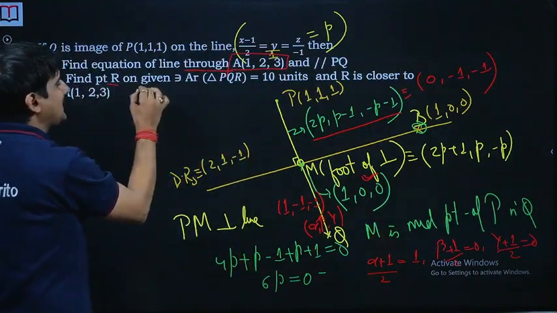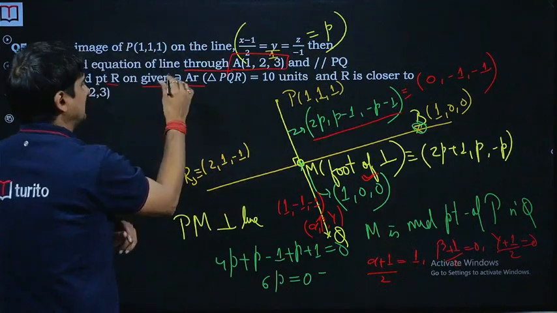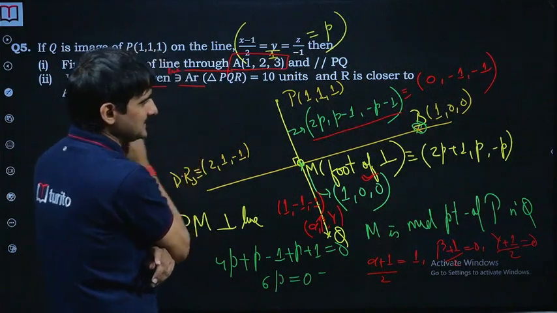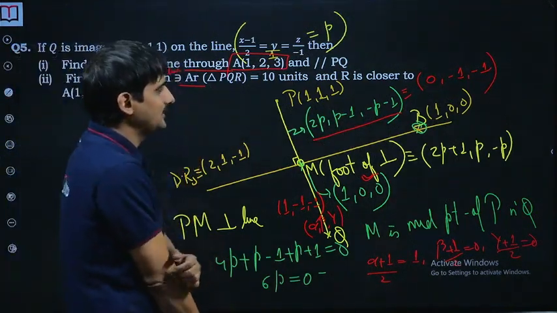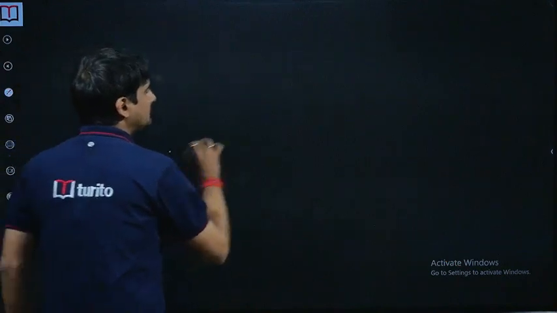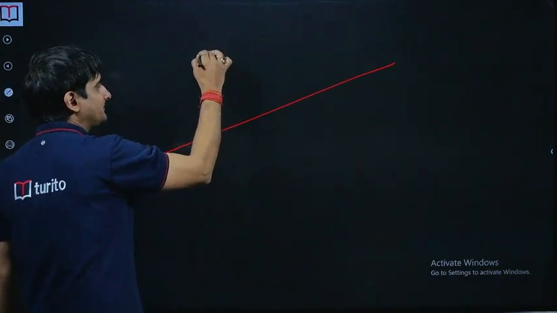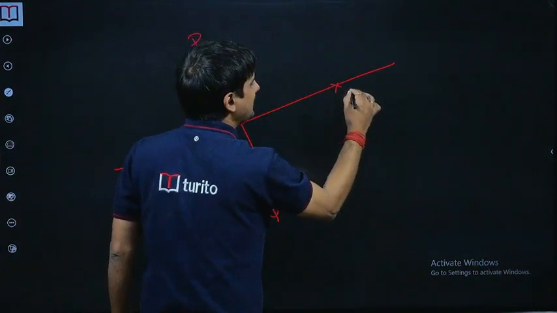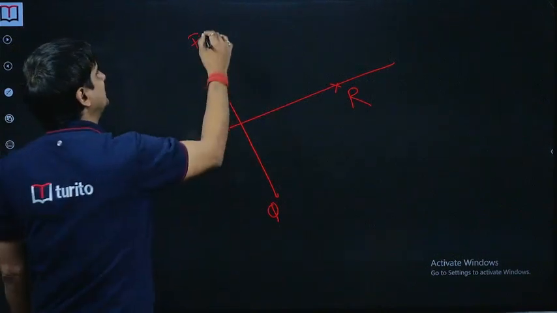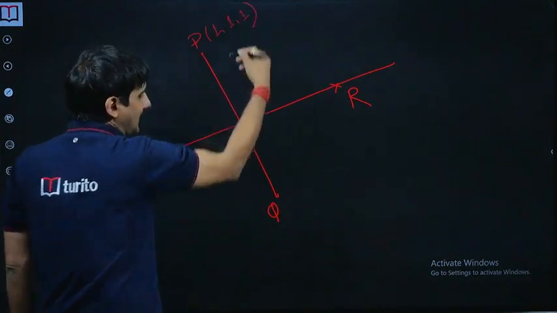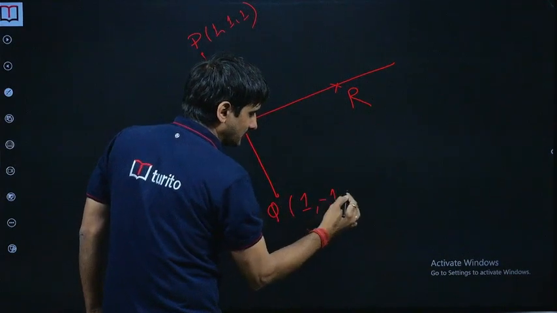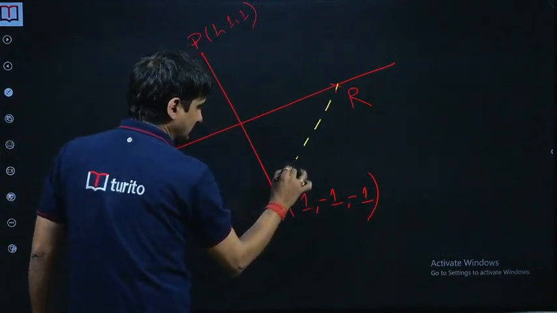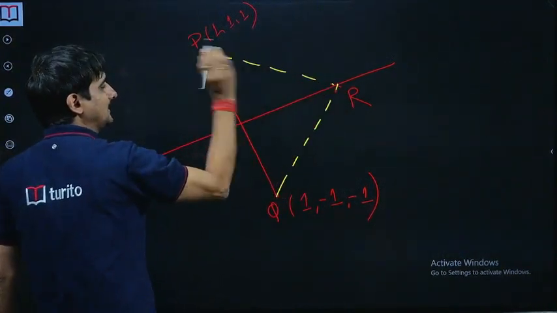Now find point R on the given line such that the area of triangle PQR is 10 units and R is closer to the point 1, 2, 3. So I think I need to draw that figure again. So the area of triangle PQR, where R is any point on the line. We have P as 1, 1, 1, and coincidentally we got this one also, together we just completed that part and got the coordinates of P, and this is R here.